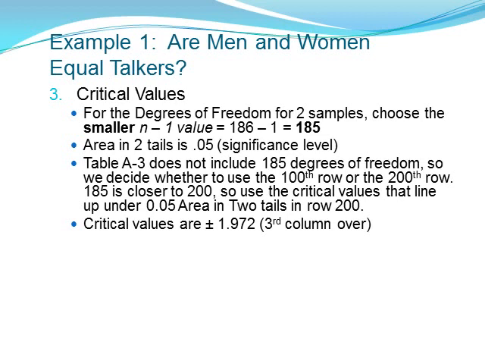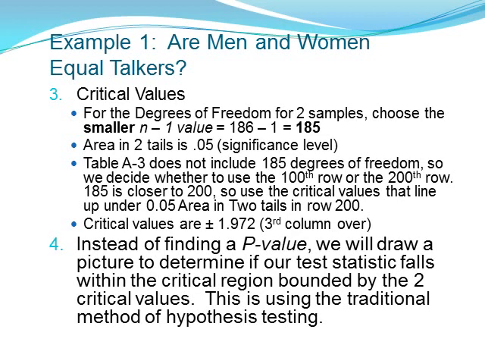Table A3 does not include 185 degrees of freedom. So we decide whether to use the 100th row or the 200th row. And since 185 is closer to 200, we can use the critical values that line up under the 0.05 area in two tails in row 200. That leads us to the result that the critical values are plus or minus 1.972. Remember that instead of finding the p-value, we're going to draw a picture to determine if our test statistic falls within the critical region bounded by the two critical values. This is using the traditional method of hypothesis testing.